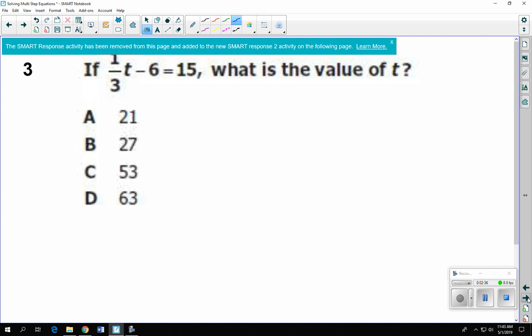The first example we have is 1/3 t minus 6 is equal to 15. I know that a lot of people are going to want to change this into a decimal, but because 1/3 is a repeating decimal, I want to keep it as a fraction. So I have 1/3 t minus 6 is equal to 15. And I'm going to use my acronym here, DCMAM, to help me explain the steps. So first, I don't have to distribute. I don't see any parentheses. I have no combining like terms.